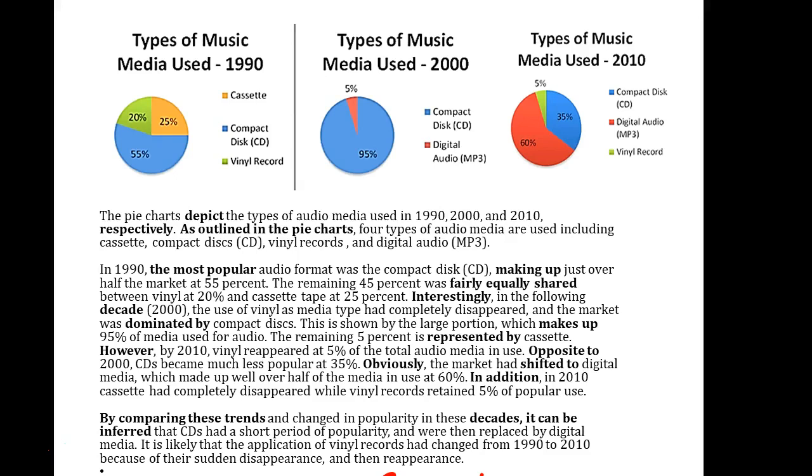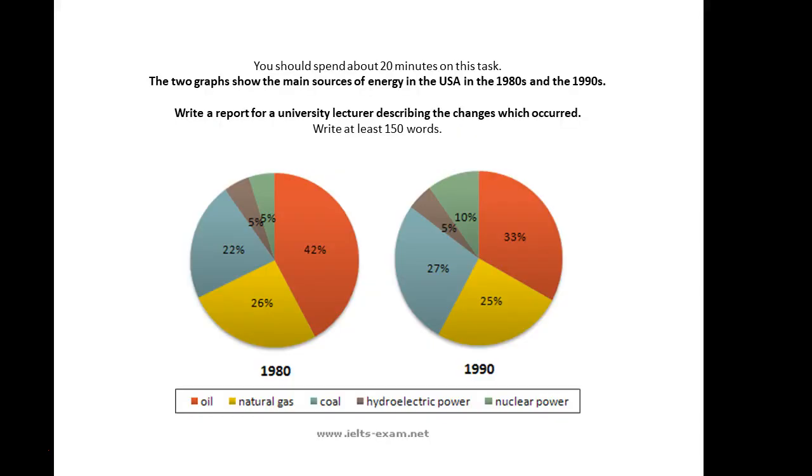Alright, if you want to practice a little bit at home, I'll give you this question guys, and basically it's very similar. However, you have two pie charts, and the question, the two graphs show the main sources of energy in the USA in the 1980s and the 1990s. Write a report for a university lecturer describing the changes which occurred. So what changes can you see between the 80s and 90s on the sources of energy in the US in these two periods? And we have oil, natural gas, coal, hydroelectric power, nuclear power.